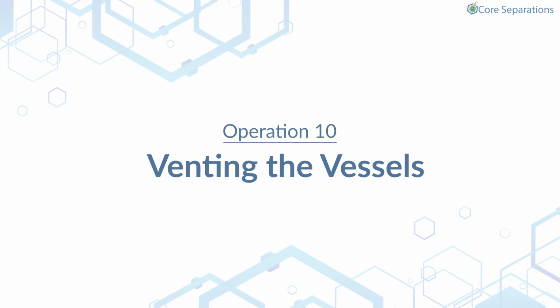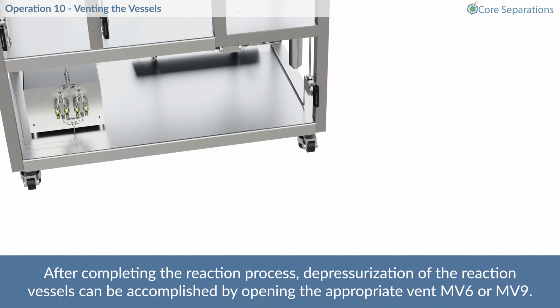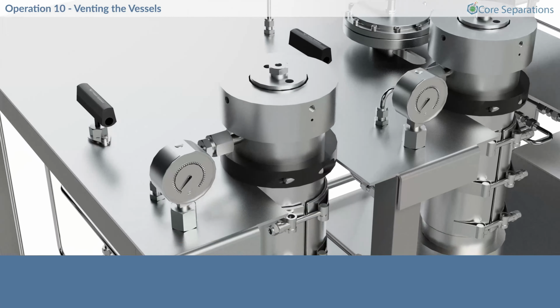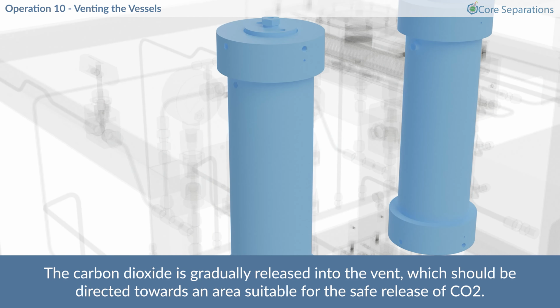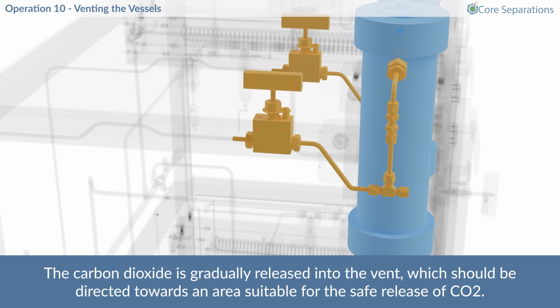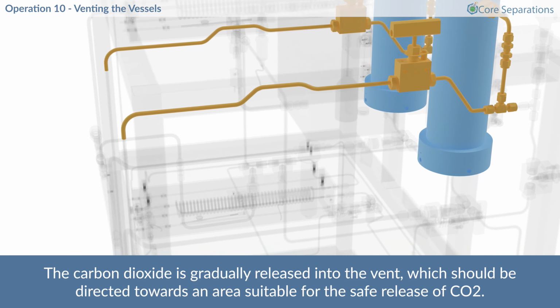Operation 10. Venting the vessels. After completing the reaction process, depressurization of the reaction vessels can be accomplished by opening the appropriate vent, MV6 or MV9. The carbon dioxide is gradually released into the vent, which should be directed towards an area suitable for the safe release of CO2.